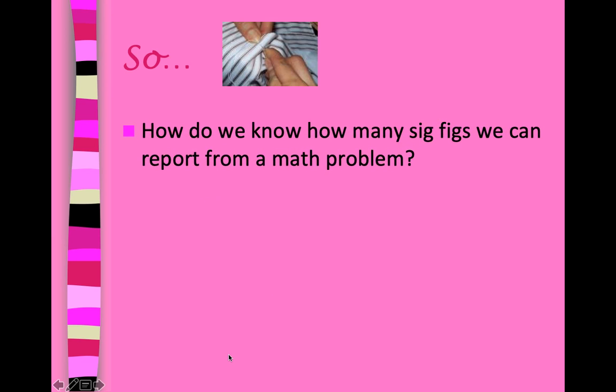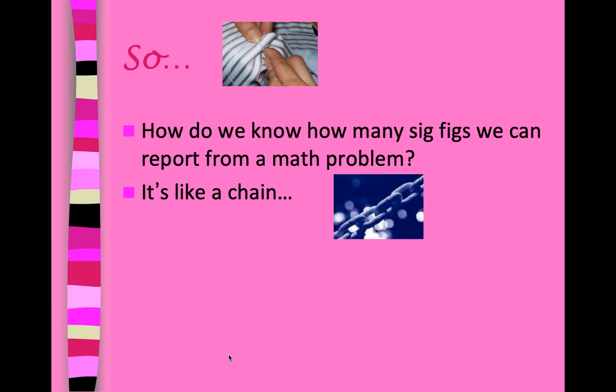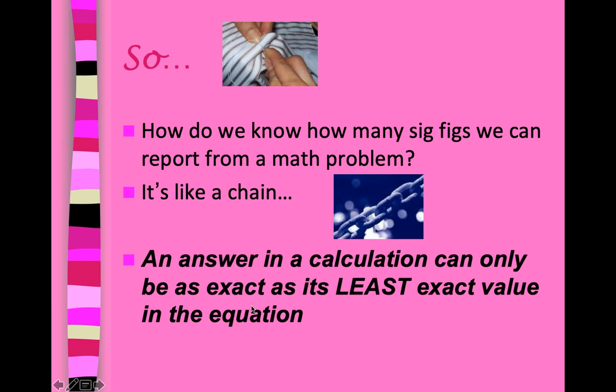So here's the idea. How do we know how many sig figs we can report in a math problem? It's like a chain. Think about that thing they say about the strength of a chain. It's only as, do you got it? Yeah, only as strong as its weakest link. That means an answer in a calculation can only be as exact as its least exact value in the equation. Another way, the number of sig figs in your answer can only be as many as the least number of sig figs in the math problem that you did.